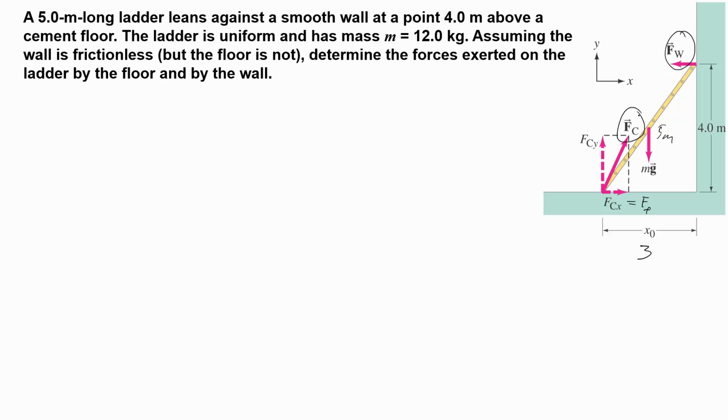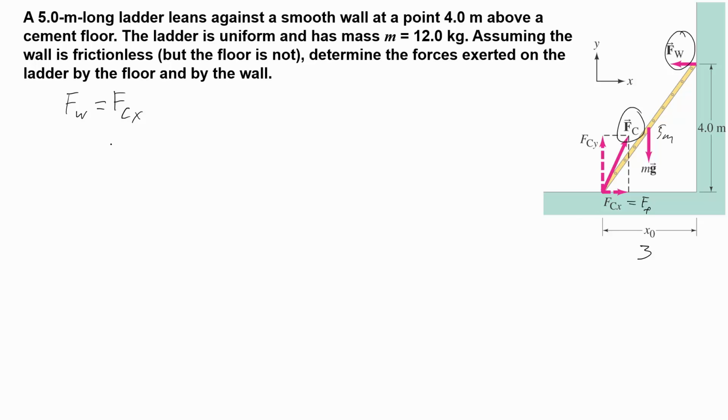Those are our unknowns. We know the mass of this guy, and that's about it. So let's jump right in. We can do an equation for the horizontal forces. We know that the force to the left has to equal the force to the right. So the force of the wall equals the x component of F_C, C is for concrete. We're assuming this ladder is on concrete.